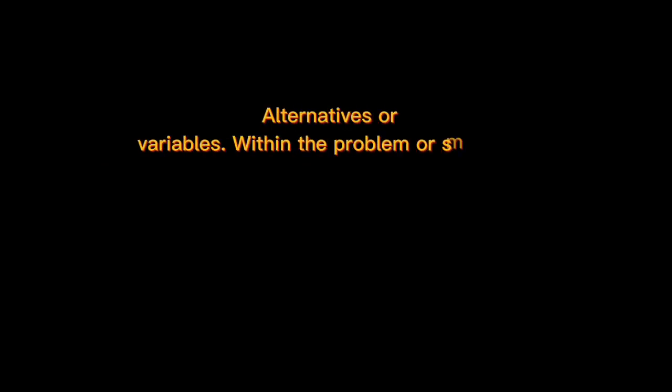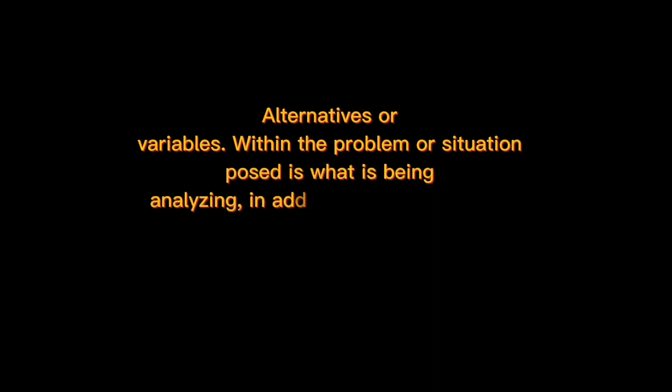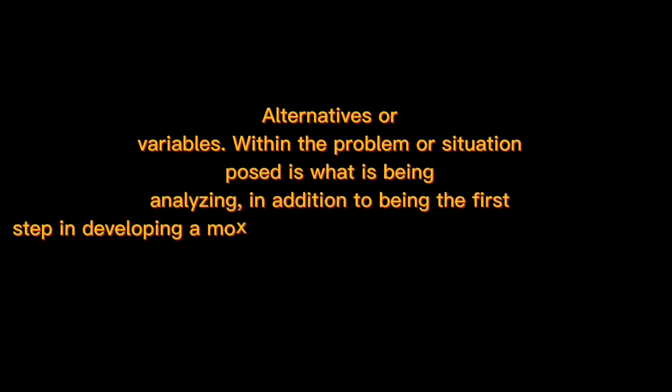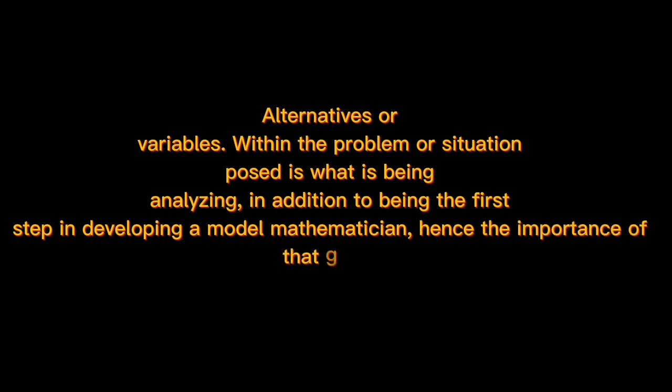Linear programming is made up of 3 main elements. The first one is the alternatives or variables. They are the problem or situation posed that is being analyzed. This is the first step in developing a mathematical model, since the interpretation of the results is well defined.